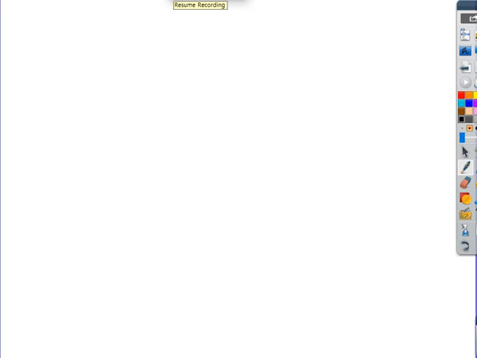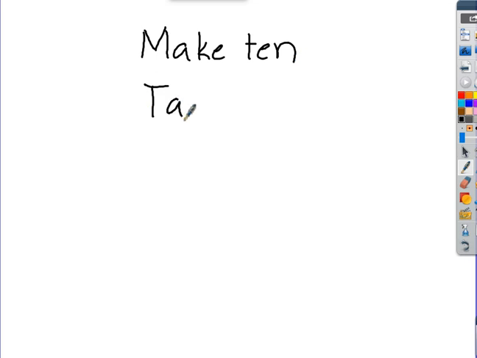Hello everybody. In today's video we're going to try to show you the two strategies that we're working on with our students called Make 10, used in addition, and Take 10, used in subtraction.